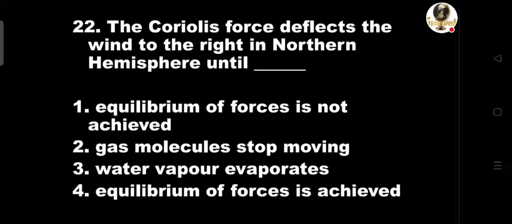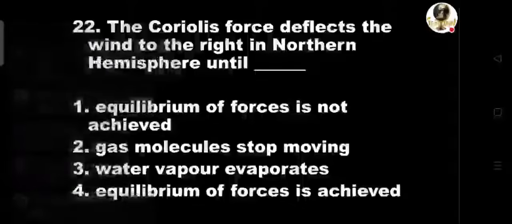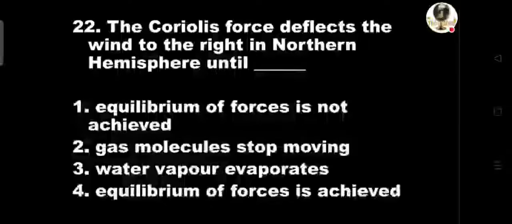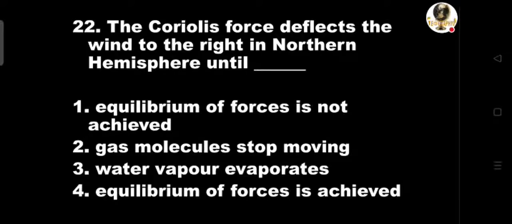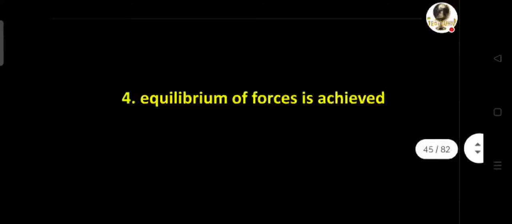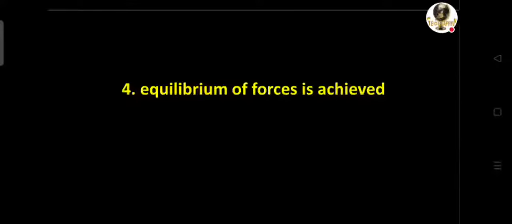And question number 22, I explained this question. Basically, in the northern hemisphere, until an equilibrium is achieved, the equilibrium is between the pressure gradient of the wind and the Coriolis force. So definitely option 4 is the correct answer. Equilibrium of force is achieved is the correct answer.